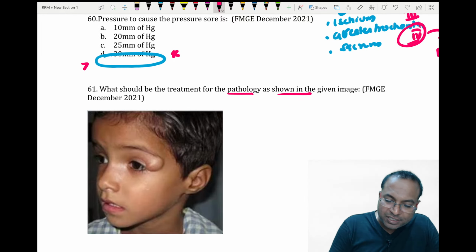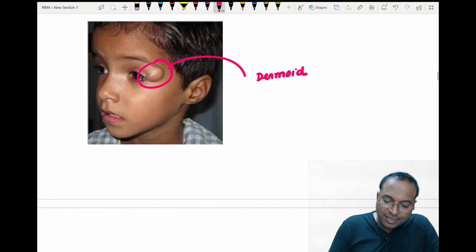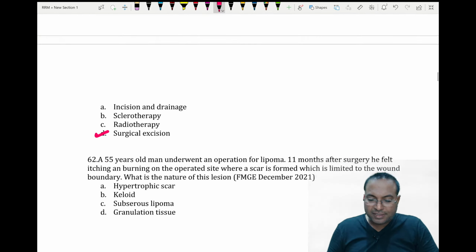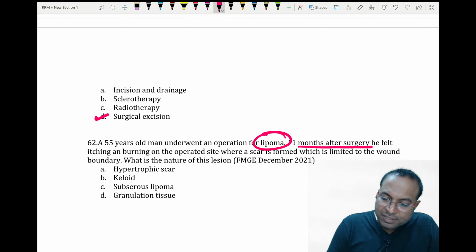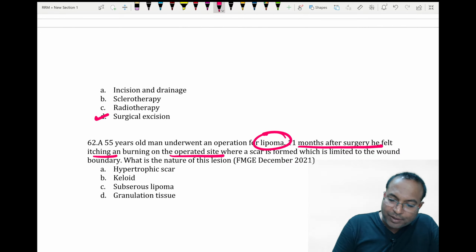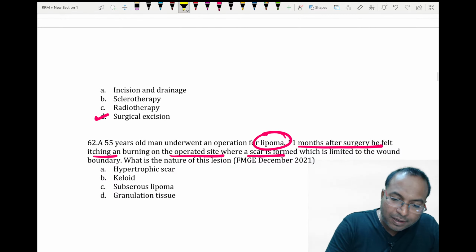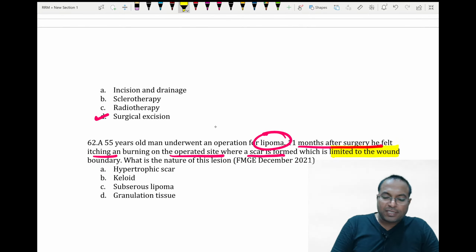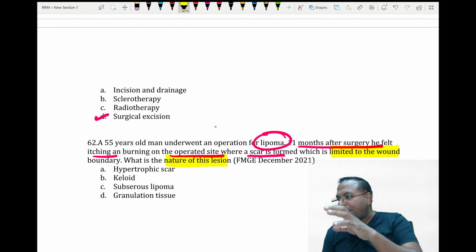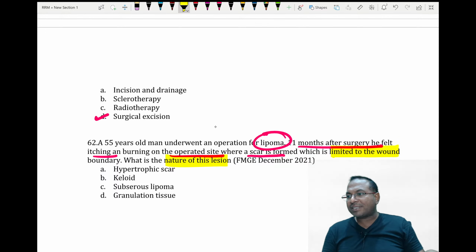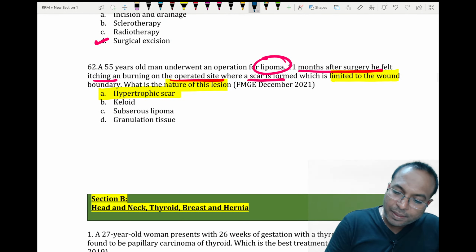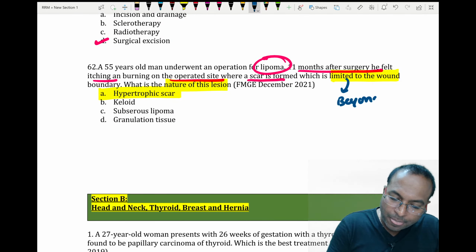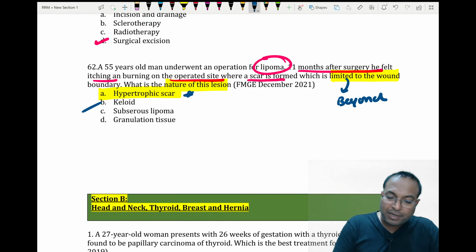Same question again. See, I told you, all the questions are repeated. What should be the treatment for the pathology? This is a dermoid cyst, external angular dermoid. Treatment is excision. Same question, repeated as same question. 55 years old male underwent an operation for lipoma. 11 months after surgery, he felt an itching and burning on the operative site where a scar is formed. See the line, limited to the wound. What is the nature of this lesion? See, catch point is here, limited to the wound. It is not extending to the normal skin, it is limited to the wound. Answer is hypertrophic scar. If the same question mentioned extending beyond the wound, answer is keloid. So the answer here is simple hypertrophic scar.